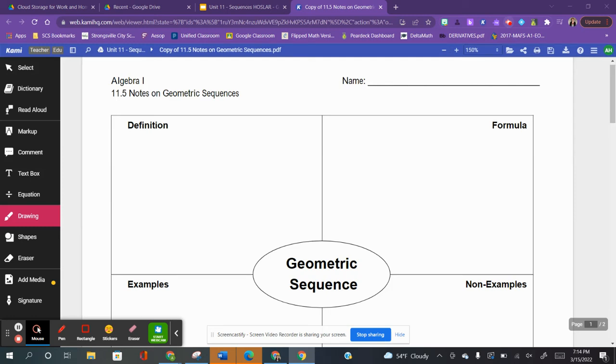Hassler here. I'm going to give you notes on 11.5. We're going to be talking about geometric sequences. And believe it or not, we've actually already talked about geometric sequences when we did exponential functions.